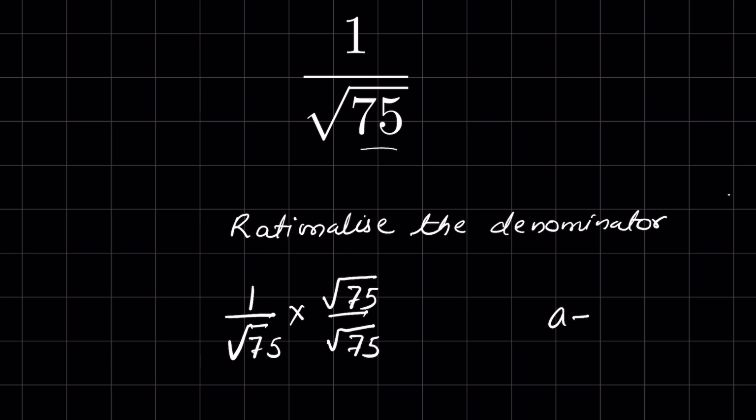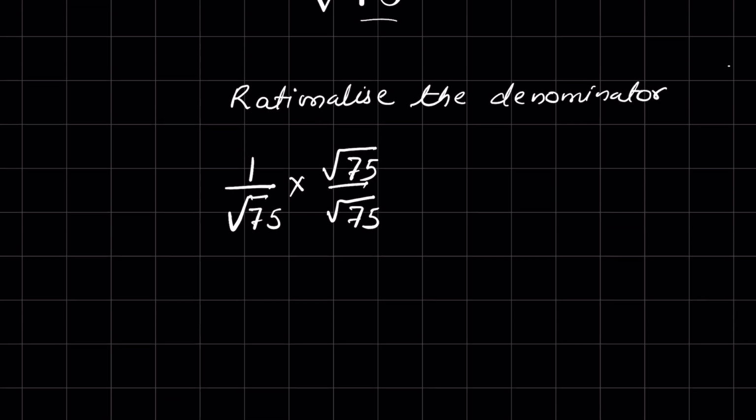Because you know, when A is divided by B, it means A is multiplied by 1 upon B. This is called reciprocal action. So we multiply and divide it by square root of 75. So it is now square root of 75 upon square root of 75 times square root of 75. It will be square root of 75 squared.